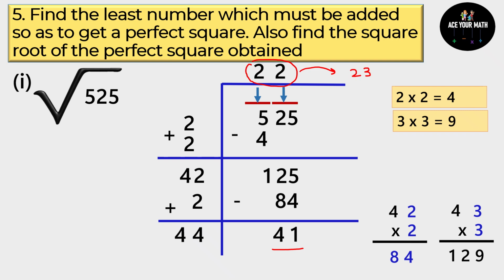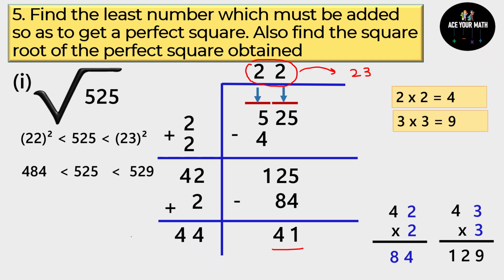Okay, so you can write it down that 525 lies between the square of 22 and the square of 23. Now you need to add something to 525 to make it a perfect square. Just for your understanding, if you calculate 22 square, it gives you 484, and when you find the square of 23, it gives you 529.